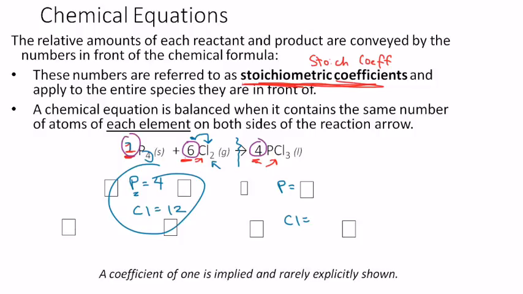Let's look at the product side. This 4 here applies to this entire unit. So we have 4 P's, and we have 4 times 3 Cl's, or 12 Cl's. So when we talk about balancing, that's all we're trying to balance. Like I said before, we have the same number of atoms of each type of element on either side of the reaction arrow. Are new substances formed? Yes. And we represented it here as a balanced equation.